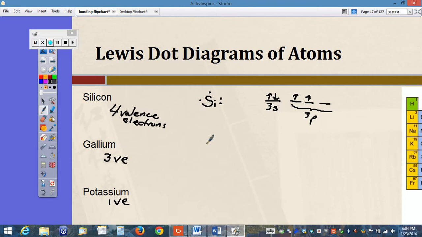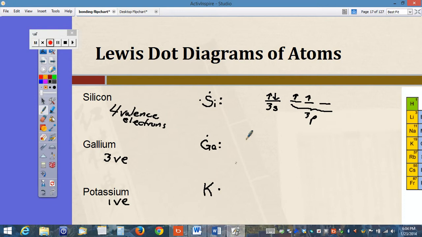For gallium, gallium is Ga. The first 2 electrons go side by side. They're the s ones. The third and last valence electron is a p. It goes by itself. Potassium is K. He has only 1 valence electron. He is going to go here.